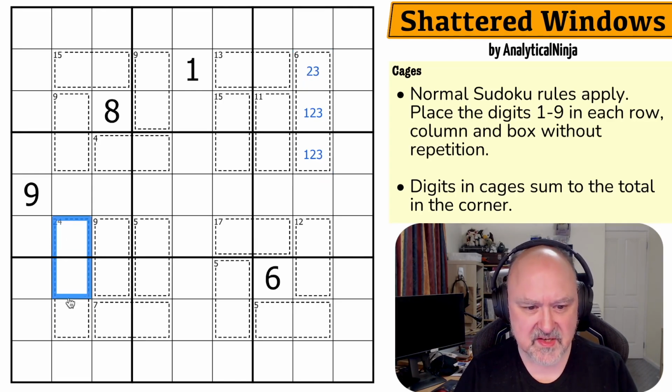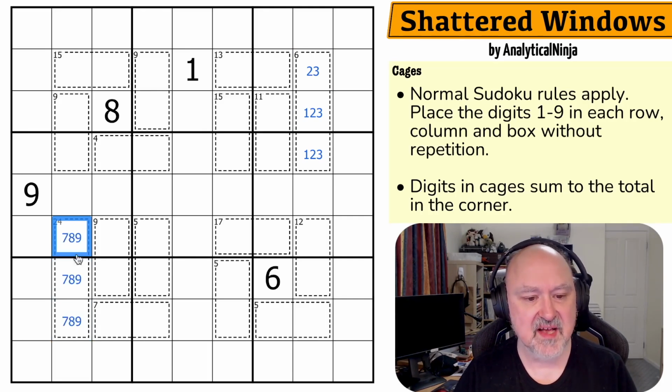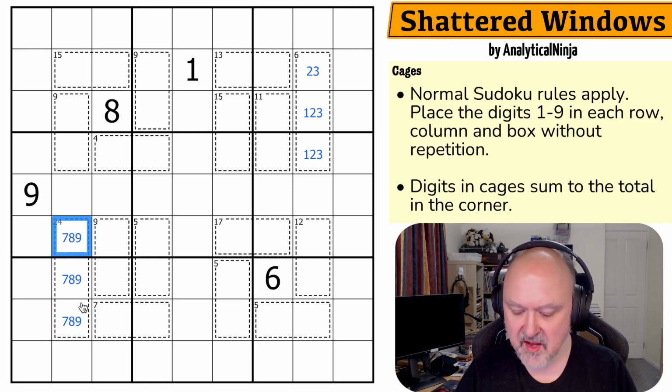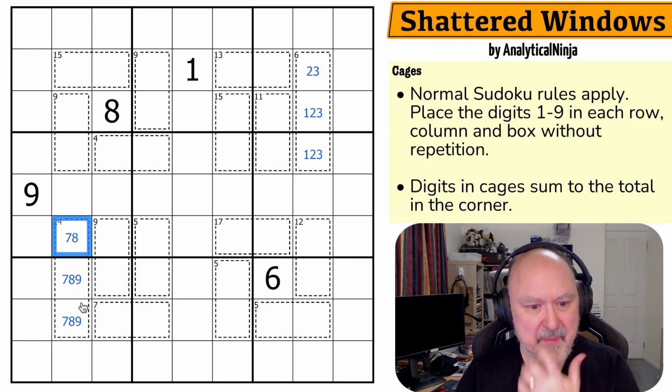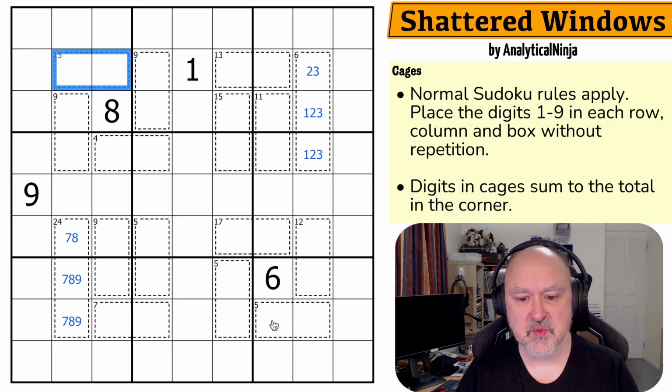Now, we've got a similar thing down here with what can these be? The maximum, because 24 is a high number, what's the maximum you can put in 3 cells is 7, 8, 9, and 7, 8, 9 is 24. So these must be 7, 8, and 9, and that one can't be a 9. Now, if this is a 7, 8, 9, here's what's going on.